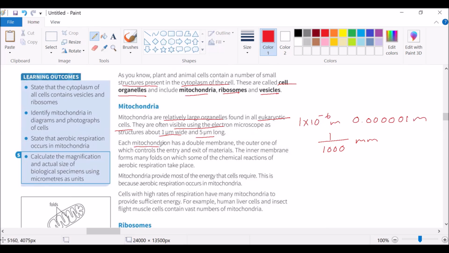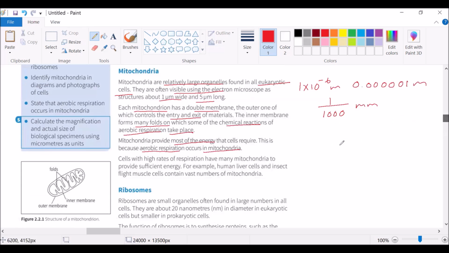Each mitochondrion has a double membrane, the outer one of which controls the entry and exit of materials. The inner membrane forms many folds on which some of the chemical reactions of aerobic respiration take place. Mitochondria provide most of the energy that the cell requires. This is because aerobic respiration occurs in mitochondria.